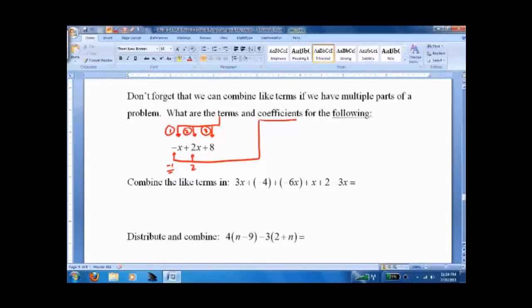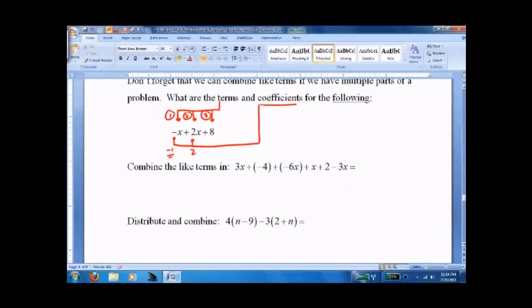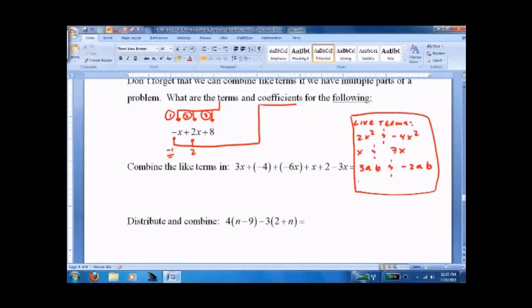So, combine the like terms. Well, I like to do this early on when I'm not sure what I'm doing with colors. So let's find all the terms that are the same. Anything with an x to the first power is a like term. So let's just give you an example of like terms. 2x squared and negative 4x squared. x and 7x. 3AB and negative 2AB. Anything with the same variables. So we say same variables.